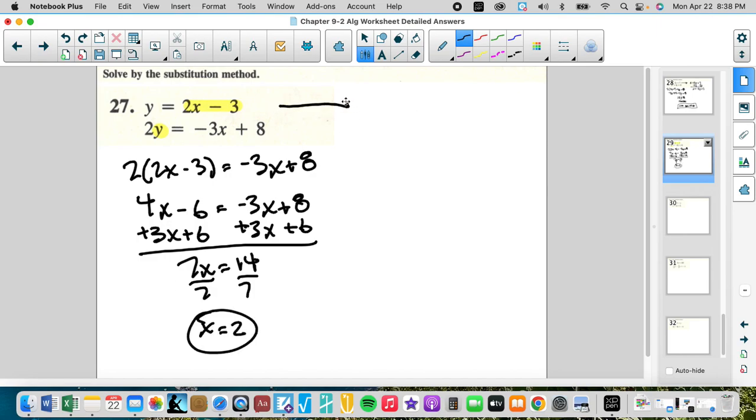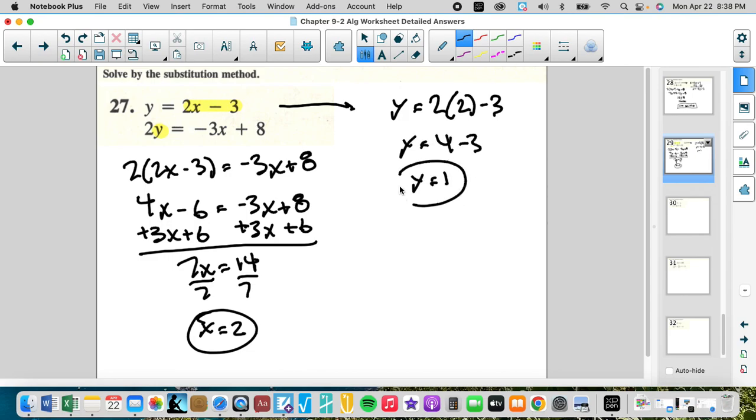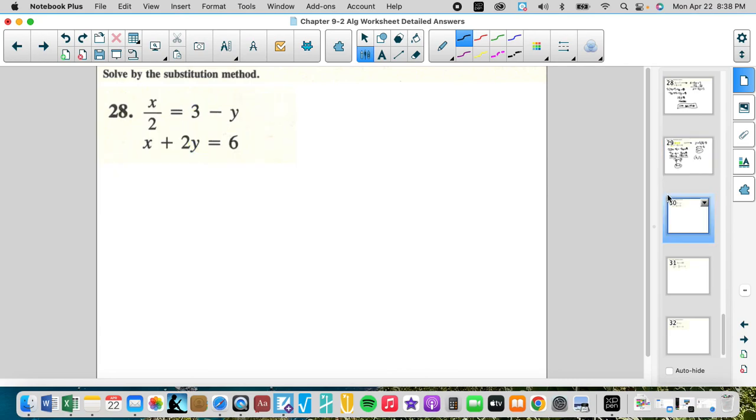So we use this and we say y equals 2, instead of x, we substitute the 2. y equals 4 minus 3. y equals 1. So the intersecting point is (2, 1).